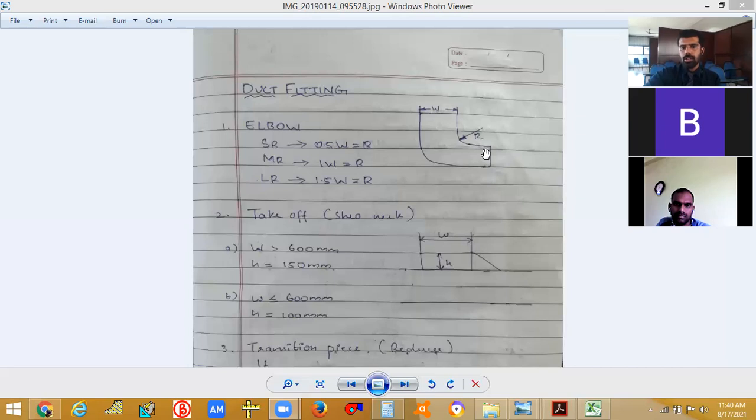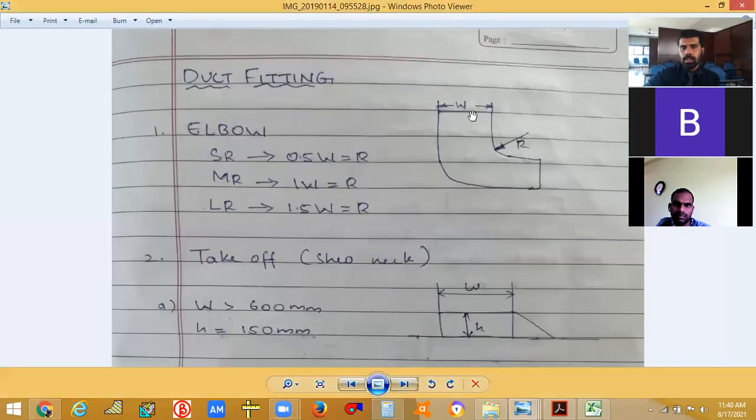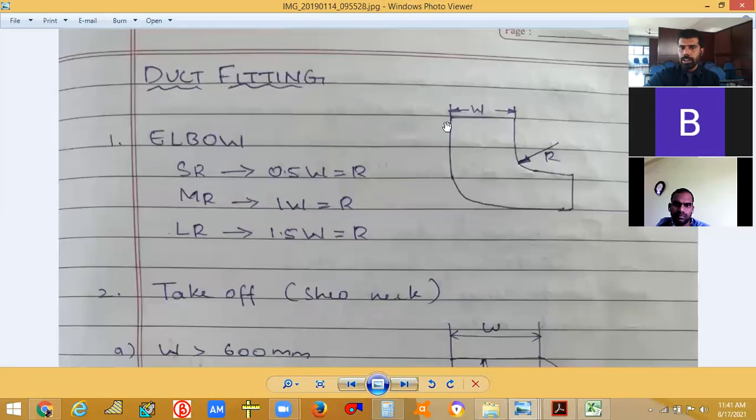Okay. So if it's a medium radius, give the same size of width. For example, if the width of this is 100 mm, if it's a very small duct, you give the radius as 100 by 2, or 0.5 into 100. It is 50. The radius is 50.